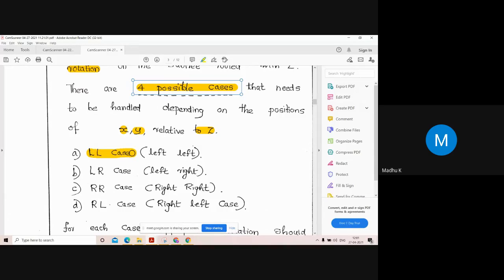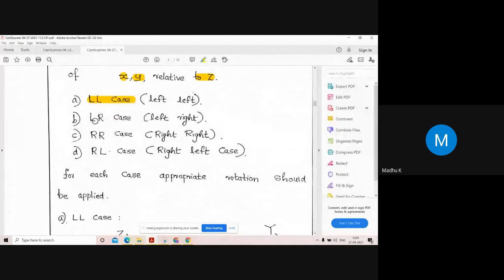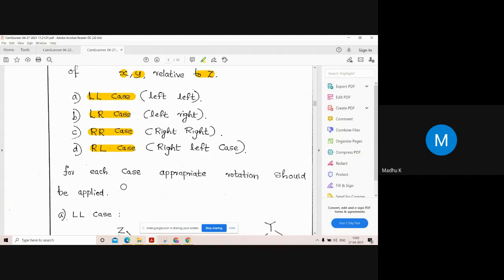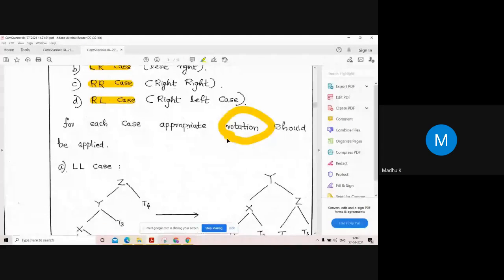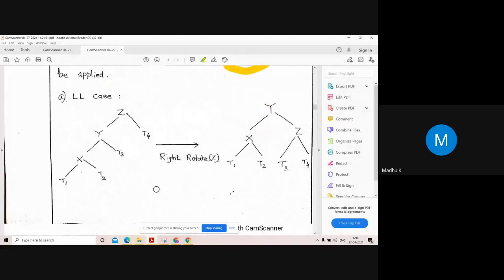One is called the LL case. Second is the LR case. Third is the RR case. Fourth is the RL case. There are four types of rotations basically, depending on the position of X and Y relative to Z. We can discuss that. For each case, we need to apply the appropriate rotation.